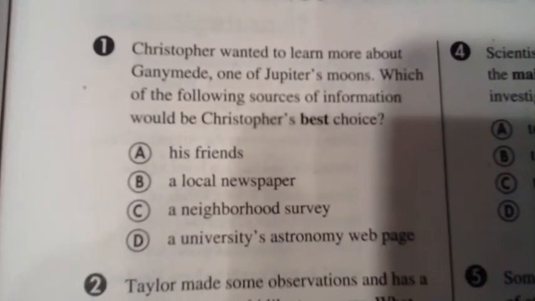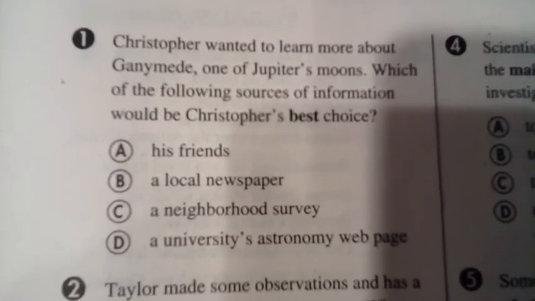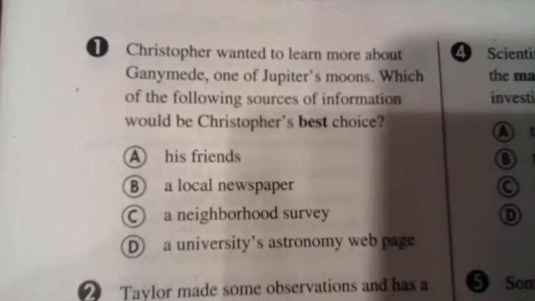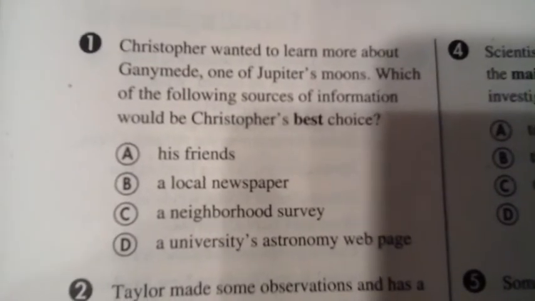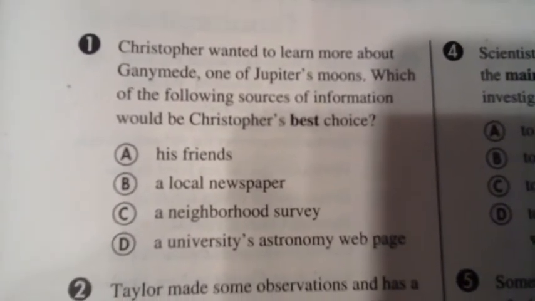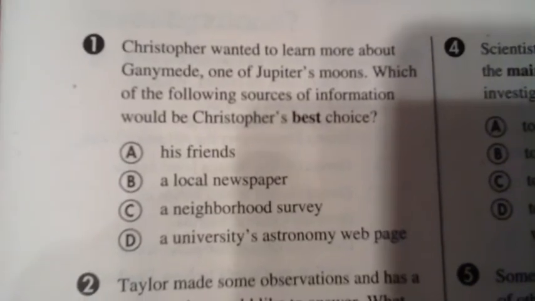So now I'm going to select my best answer, or the winner. In this case, I've got to go with D, because it hits two of the things I was looking for. It's a university, so it's credible, and it's astronomy, which is dealing with outer space. So my answer is going to be D.